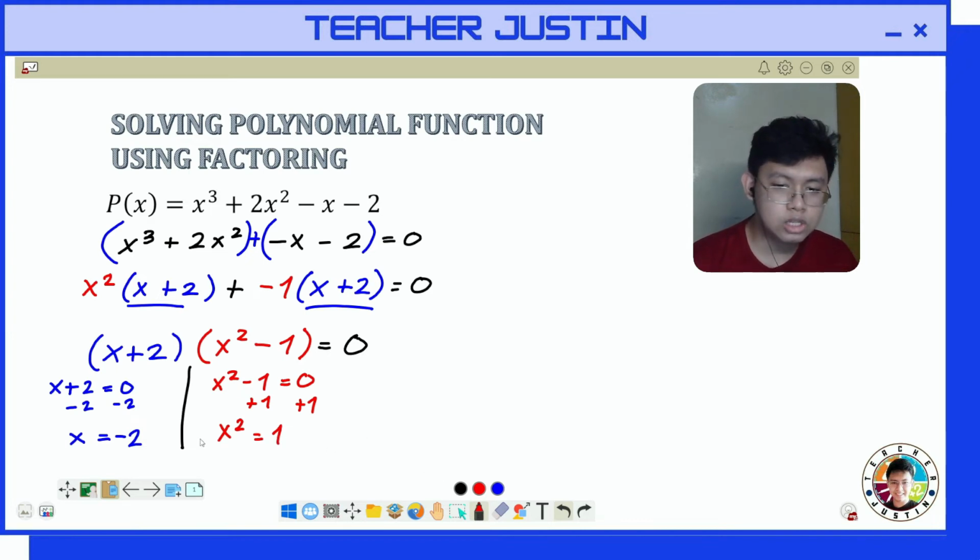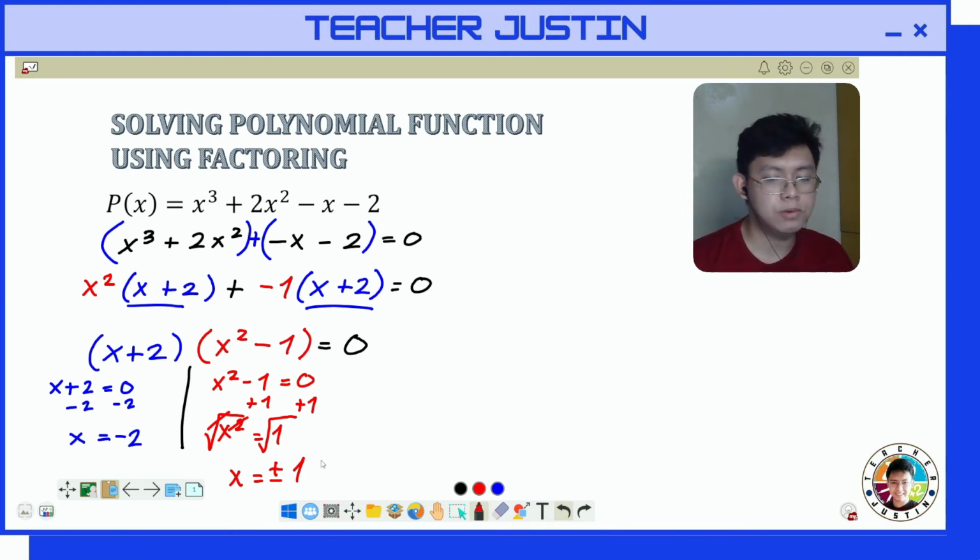Then, let's get the square root of both sides. So in getting the square root of both sides, we can eliminate the exponent 2. So we will have x is equal to, and every time we apply the square root property in an equation, we will get both positive and negative roots of a number. So we will have the square root of 1 and get the positive and negative root of square root of 1. So the square root of 1 is 1. Therefore, we will have positive, negative 1 as our answer.